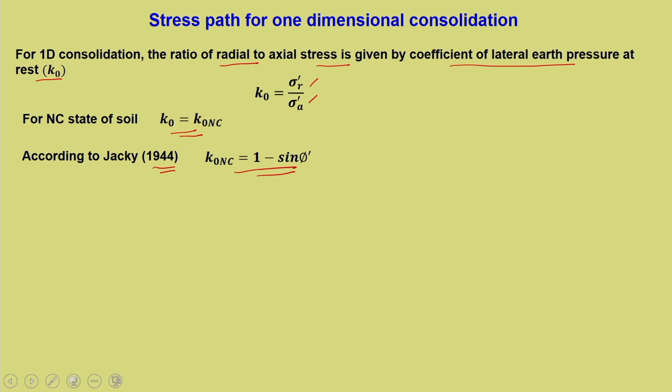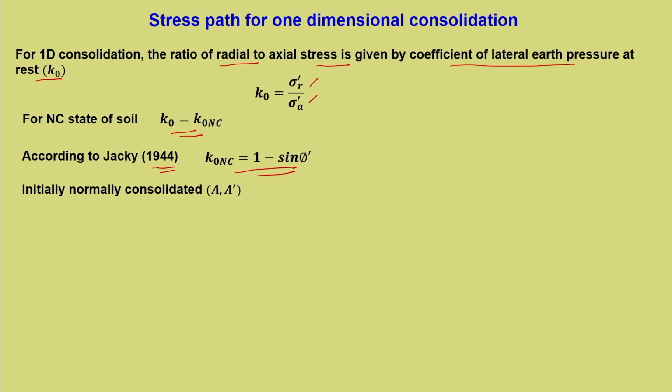Now, for that I have taken a very simple case of Jaky's equation, which is K naught NC equal to 1 minus sin phi dash, and this is applicable for a certain range of phi dash. I am not going into those details. You will find different forms of this equation in the textbooks, but we will just consider this particular one. So, we need some sort of value for K naught NC, and this is a very prominent equation that people use. So, now let us say that the sample is initially normally consolidated.